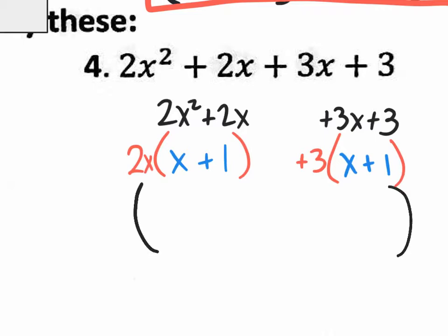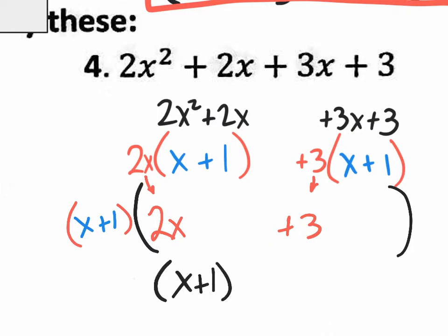So I'm going to put some exaggerated parentheses. Out here, I'm going to put the binomial x plus 1, and the 2x simply comes down, and the plus 3 simply comes down. And that's my answer. But with the correct size parentheses, it's going to be x plus 1, parentheses, 2x plus 3. Ta-da! Done. What do you guys think?